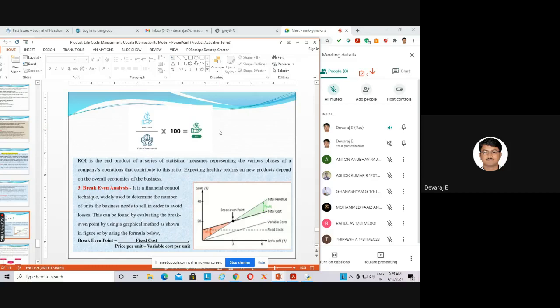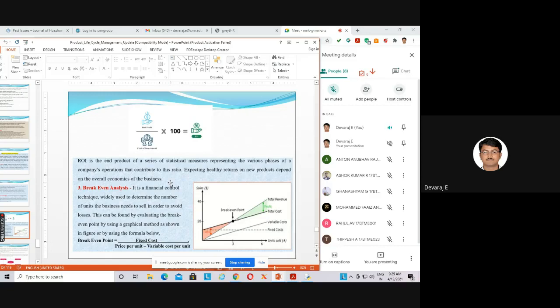Then last is break-even analysis. I told you this in BME also, business management for engineers. It is a financial control, and this is the third technique. The first technique is budgeting control, the second technique is return of investment, and the third technique is break-even analysis. By these three methods, you can control your financial cost in the company.